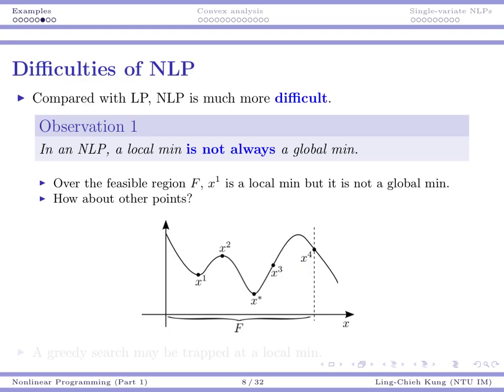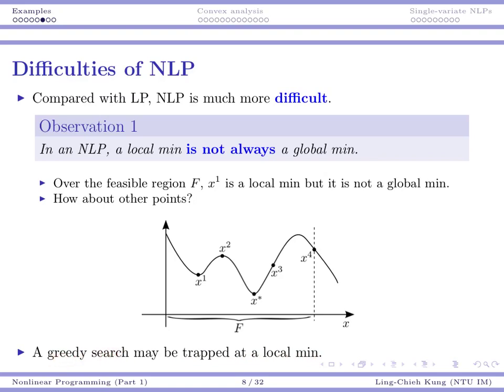Okay, so both x1 and x4 are local minima, but the only global minimum is x star. This one is really the minimum point for the whole feasible region. So a local minimum may not be a global minimum. And that tells us a greedy search may be trapped at a local minimum.